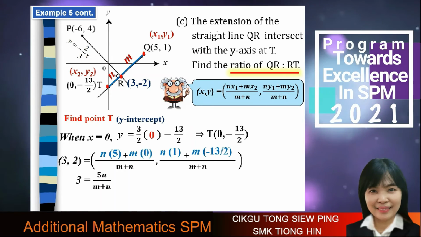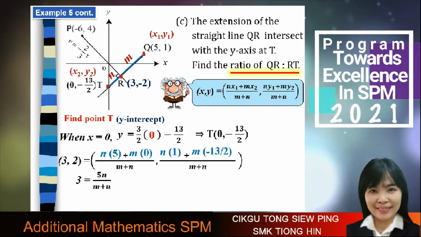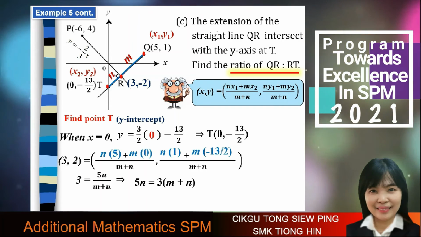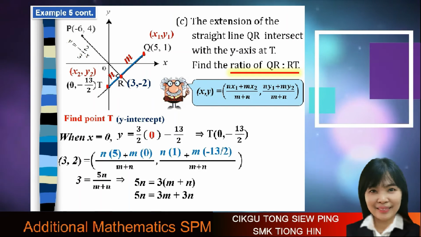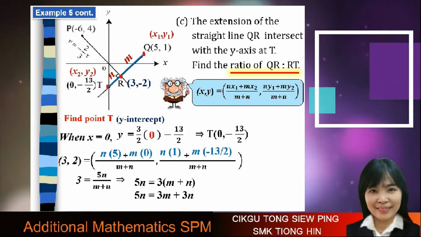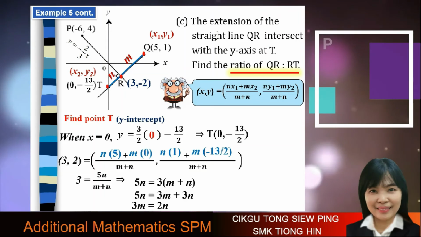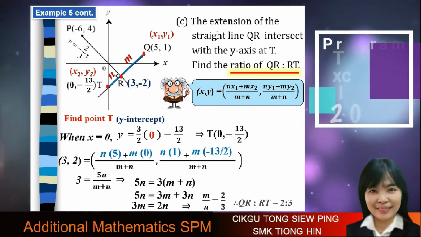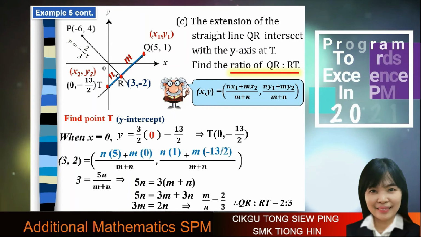Then we equate the x with x. That is 3 equal to 5m over m plus n. Cross multiply it, we'll get 5m equal to 3 bracket m plus n. Then we get 5m equal to 3m plus 3n. Simplify it, we have 2m equal to 3n. We write this as m to n, and the ratio of QR to RT is equal to 3 to 2.